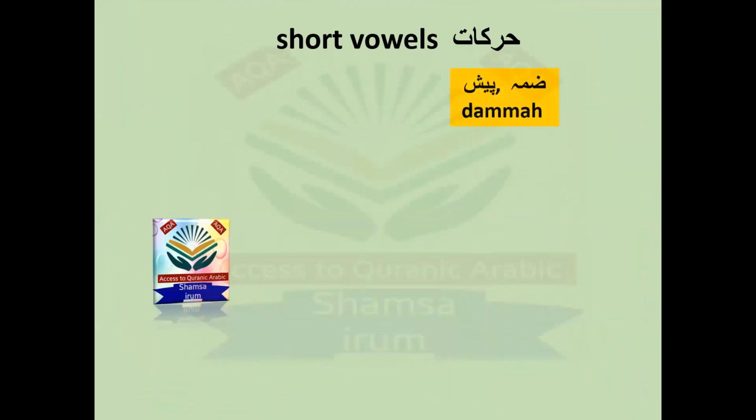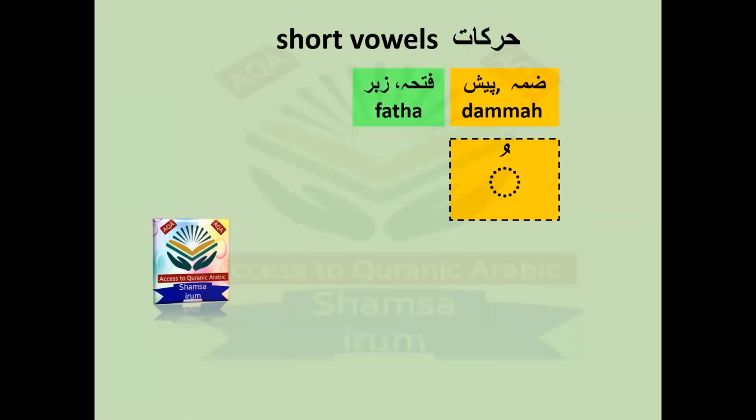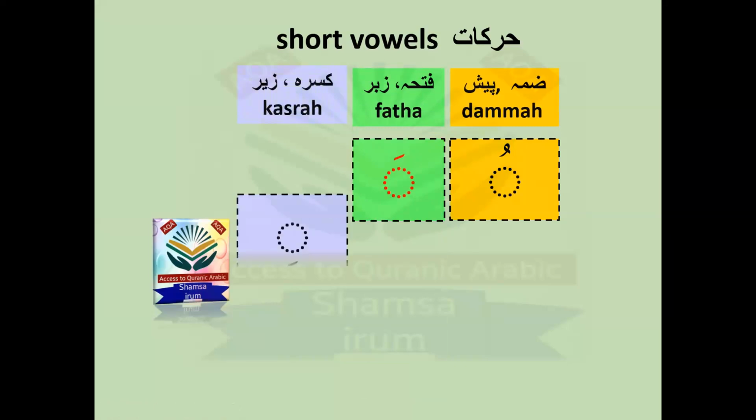And these harakat are: the first one is the dhamma. In the Urdu language, we say pesh, and this is the sign of the dhamma. Basically, it is a sound, a short vowel. We can say it is a sound showing how we have to pronounce the letter. We have to round our lips to pronounce the dhamma. And the next one is the fatha. In Urdu it is called zabar, and this is the sign of the fatha. And the last one is the kasra, and this is the sign of the kasra.